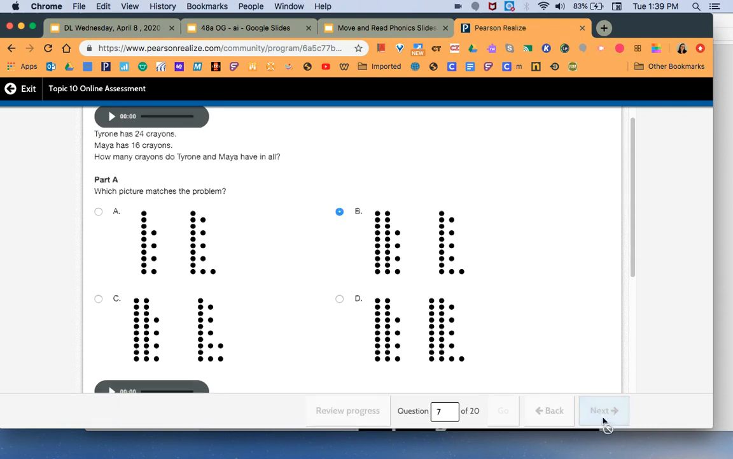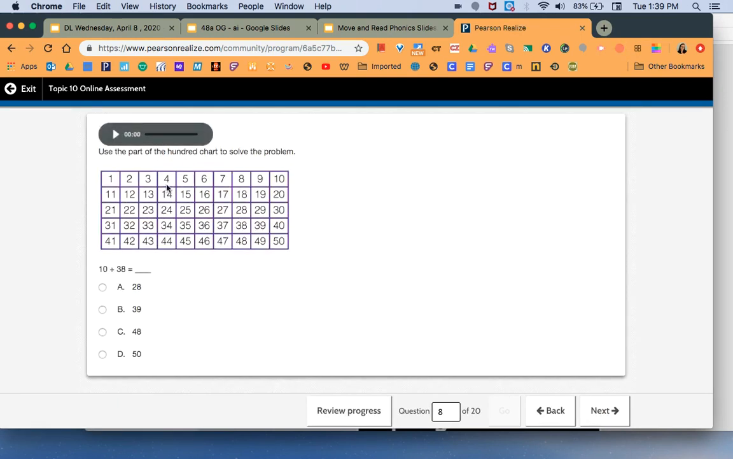24 plus 16. Use part of the hundreds chart to solve the problem. 10 plus 38. Now I could start at 10 and I could do a lot, but remember, I want to look to see if there's any of these that end in a 0 because then I can do my trick really fast. And I see that this ends in a 0. So that means I want to start at 38. So I'm going to start at 38 and I'm going to do my trick.